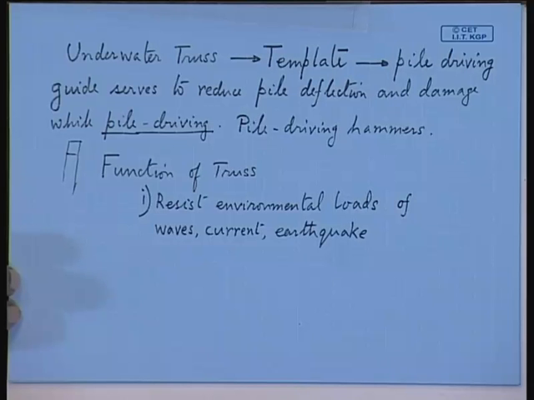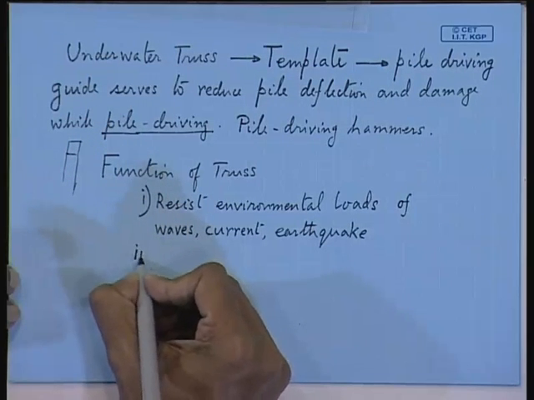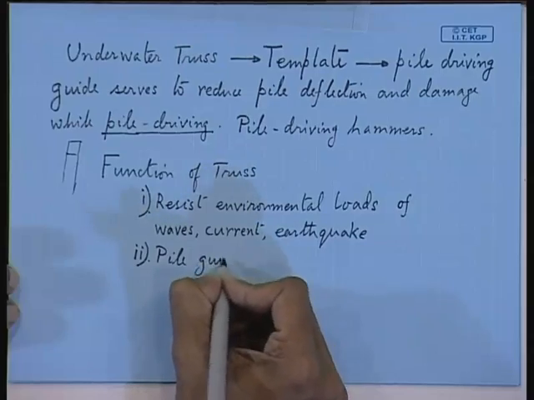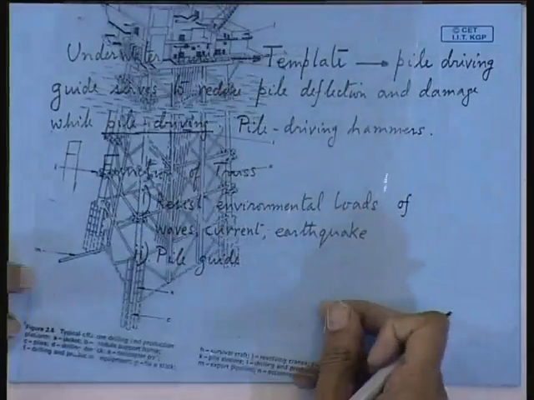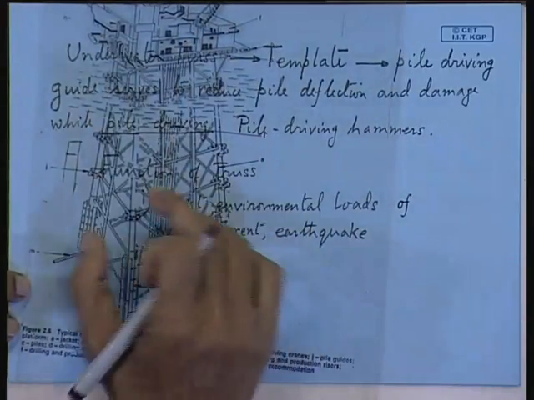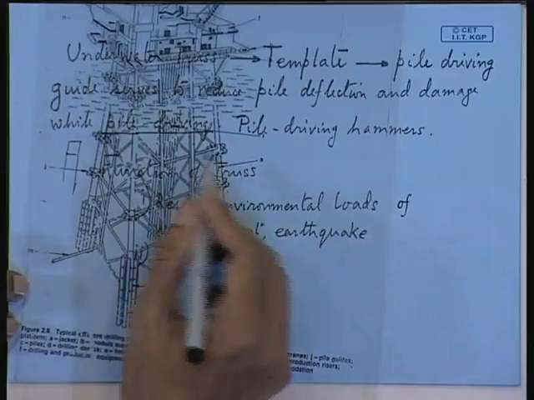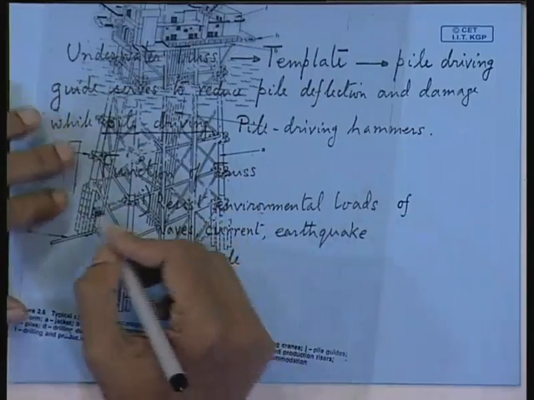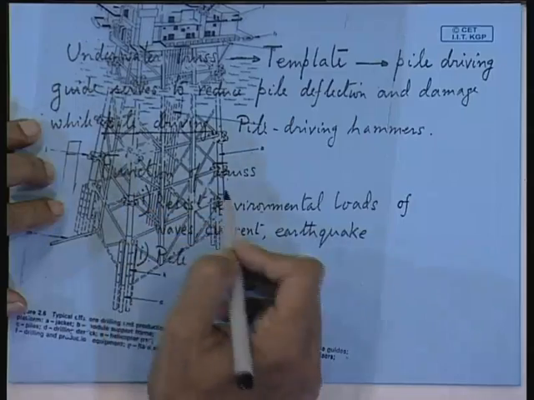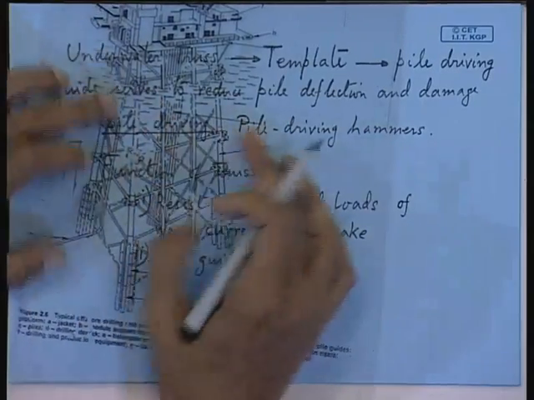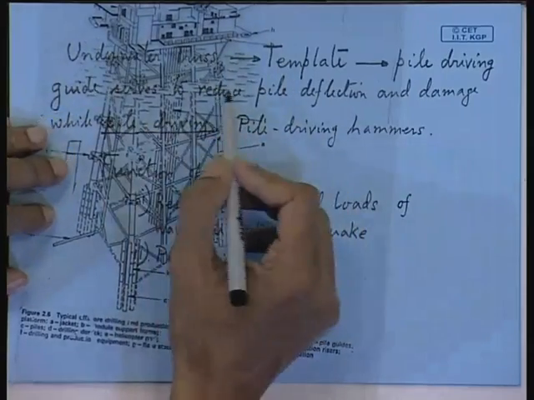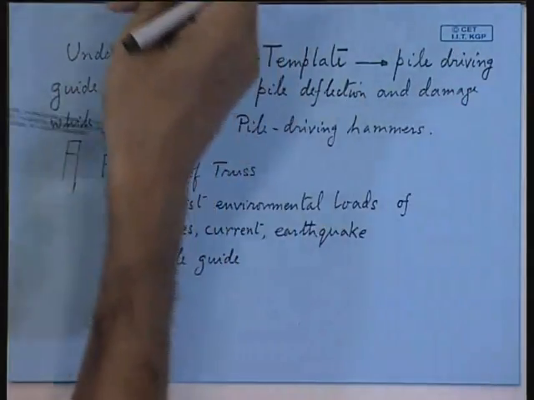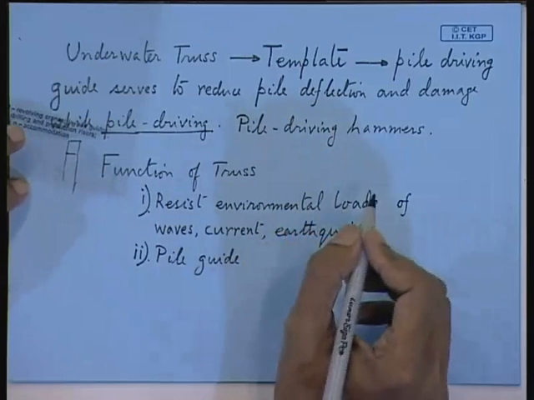Next, the function of the truss is as a pile guide, according to the number and disposition of the piles. You have to build your truss according to the number of piles. Suppose you do not require so many piles, then you can reduce the size of the truss. Or if you have, say, a larger number of piles, here the main column piles are 1, 2, 3, 4. If you have more piles, then you also have to increase this and have more columns, etcetera. That will change my structure configuration. So the pile guide is also a deciding factor on the nature of the truss.